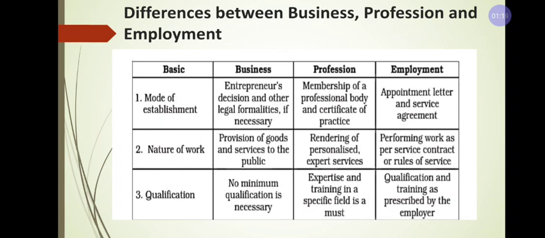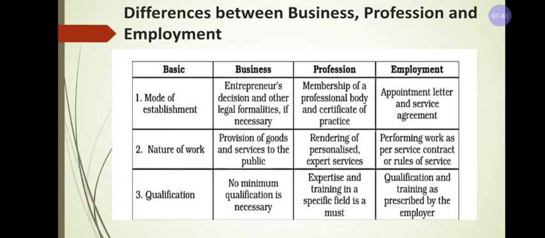There are 4 columns. First column is basis, second one business, third one profession, and fourth column employment. Let us learn more about the differences between business, profession, and employment. The first basis is mode of establishment.